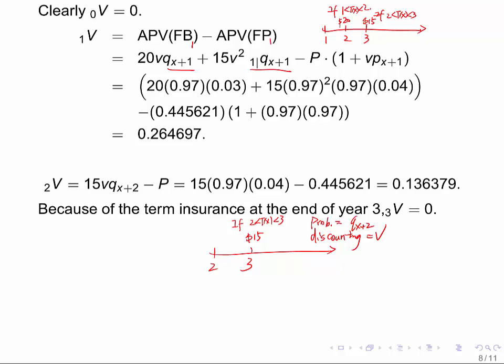And at time 3, there'll be no benefits, no premiums. So the difference is always 0. So the reserve at time 3 is 0.